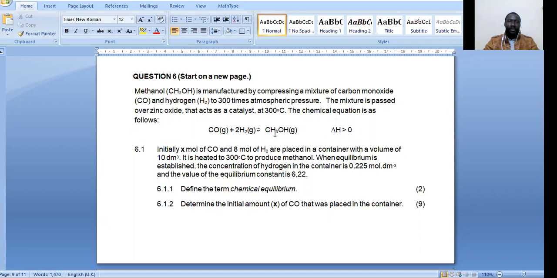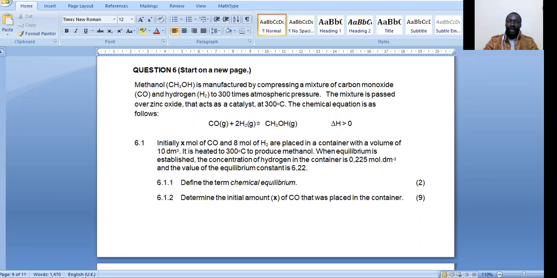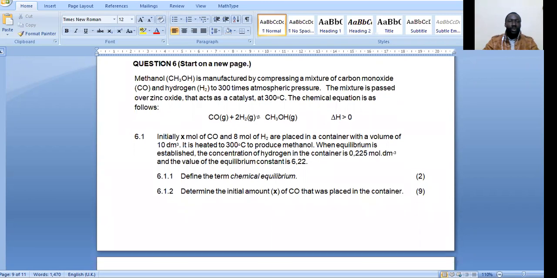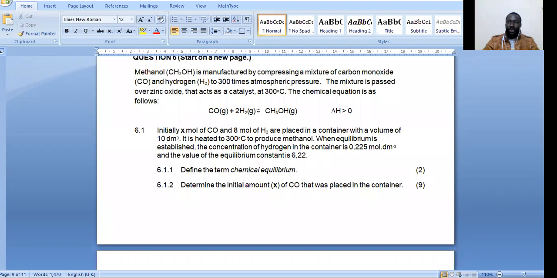Now the chemical equation for the whole process is right here. They've indicated it for you, and delta H is greater than 0 for this. The enthalpy is greater than 0. So what's that supposed to mean? Well, let's go through the question which has been given for us here.